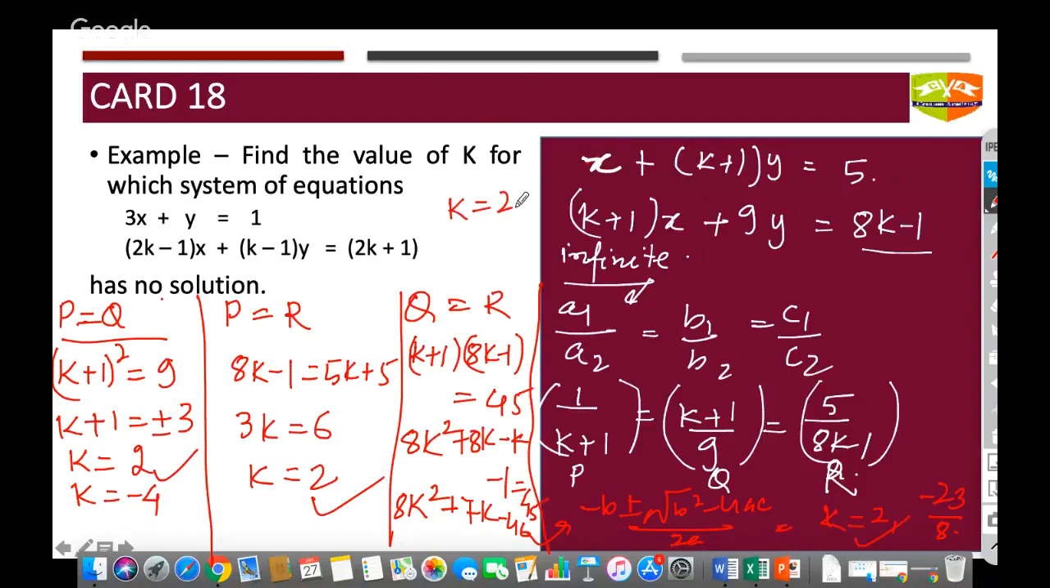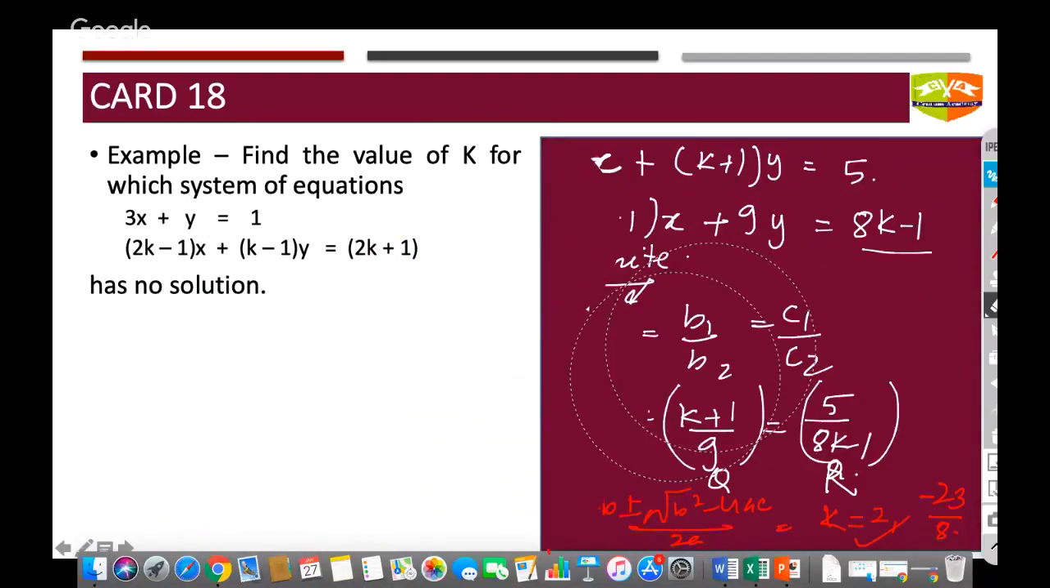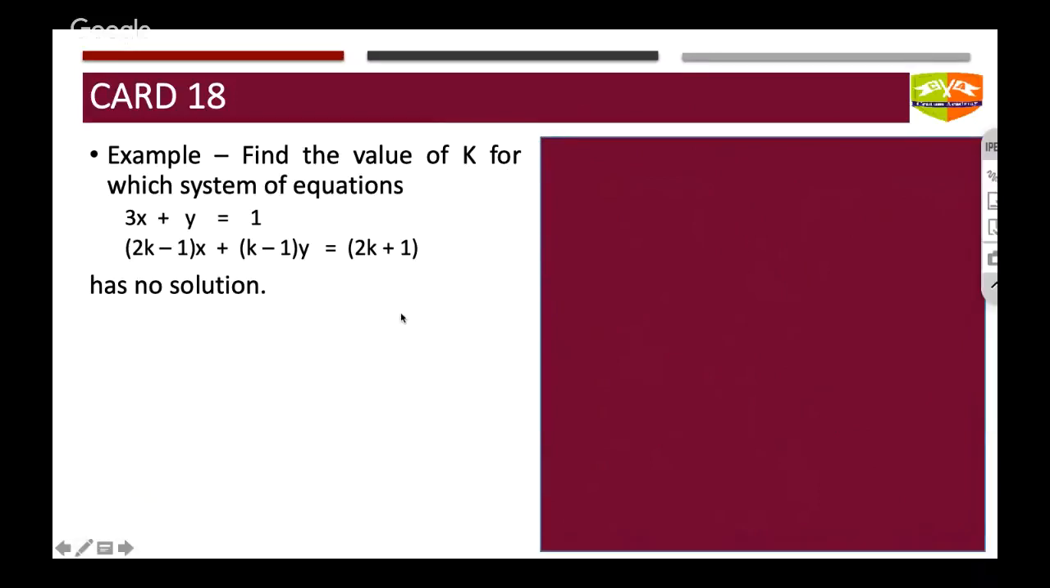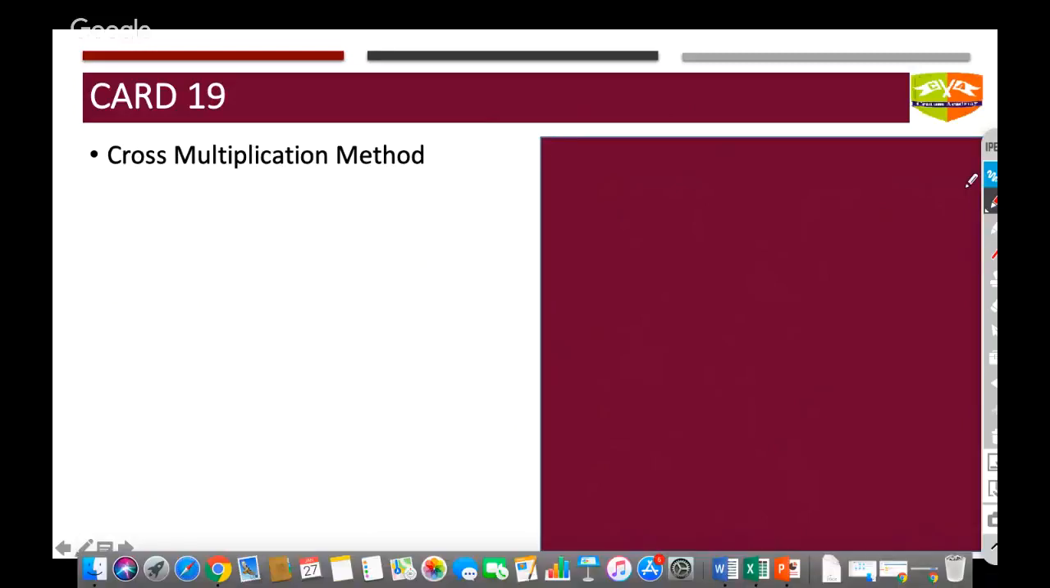So as I'll write here, as k is equal to 2 is common to all three cases, hence k is equal to 2 is the answer. So this is how we have to take questions and we have to solve in this particular chapter. Now let me move to another topic, which is cross multiplication method. Now what is cross multiplication method? I'll just explain to you.